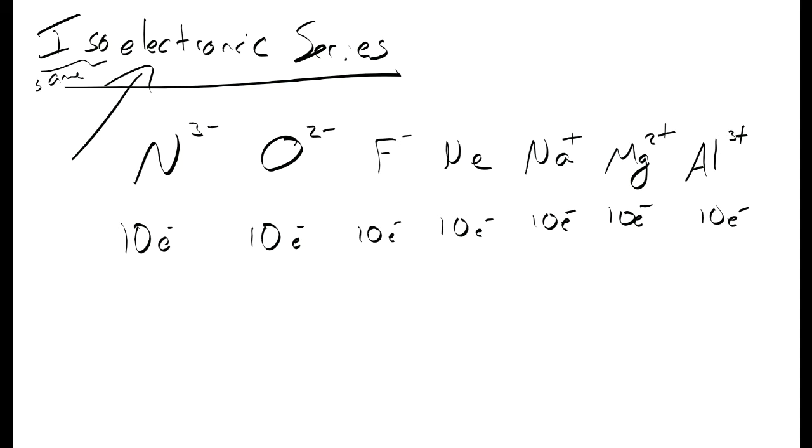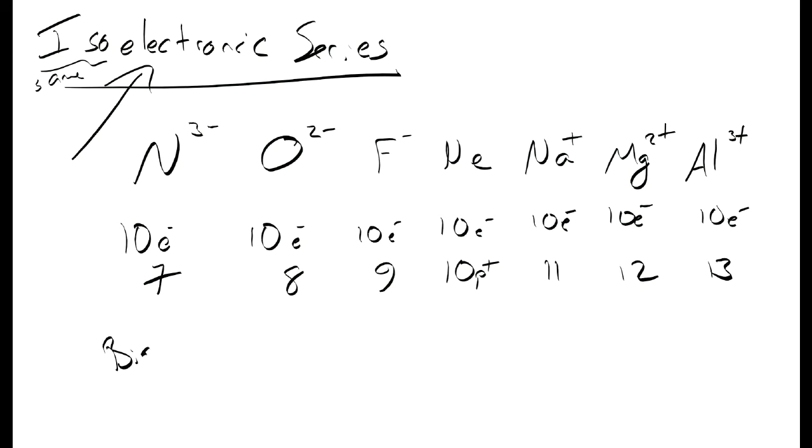So what do you think they have different? Well, they're different elements, so they have different numbers of protons. Okay, neon right in the middle has 10 protons. 9, 8, 7, 11, 12, 13. So the isoelectronic series is really, really simple. More protons is harder pull, fewer protons is less pull.